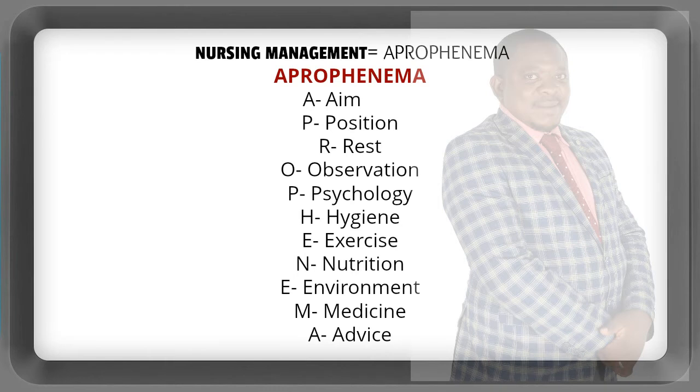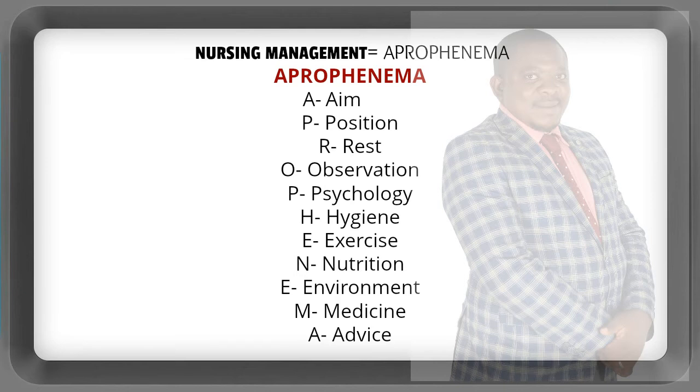So the first P, I'm just giving it as position. Position is very important in the restorative practice of nursing, especially in surgery. So position may play a big role in trying to modify the patient's environment or body in trying to bring about restoration. Then R is for rest.